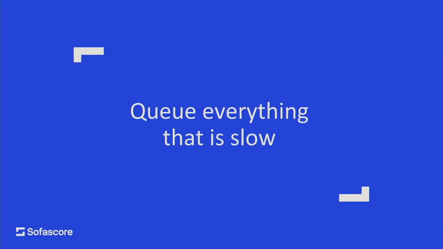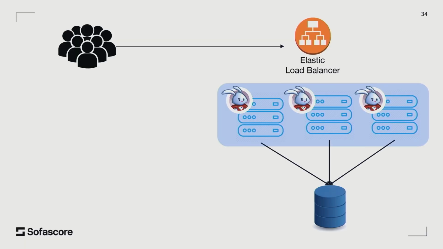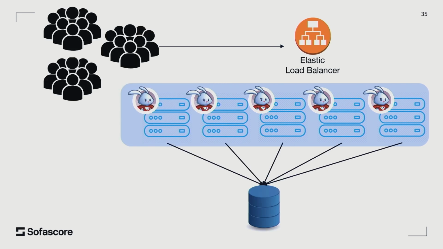You should always queue everything that is slow. Even if you're using microservices, you shouldn't just call things synchronously if you can help it. Now, the system I described that was on AWS scaled with the number of users. But with scaling comes a problem.